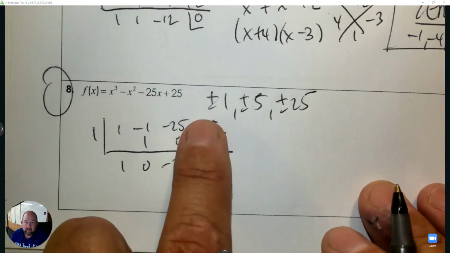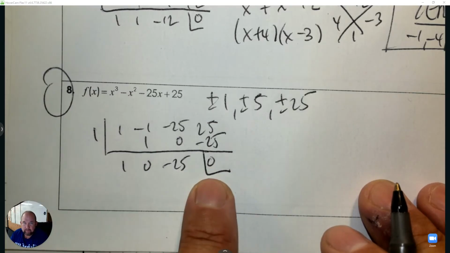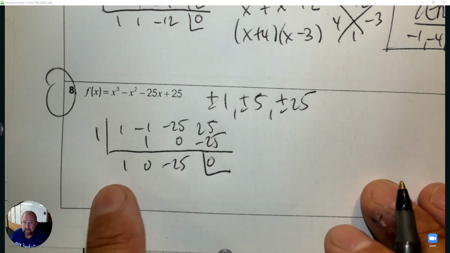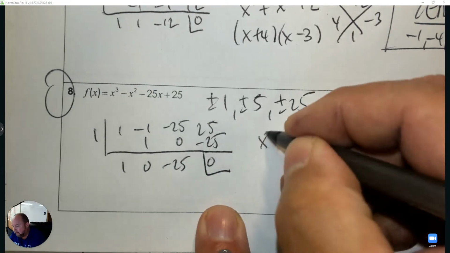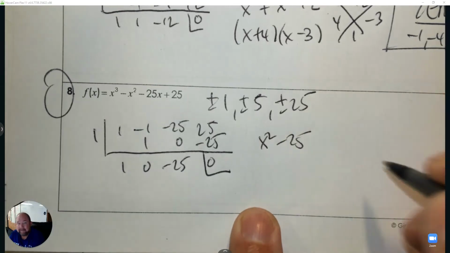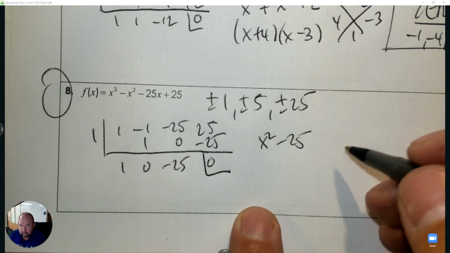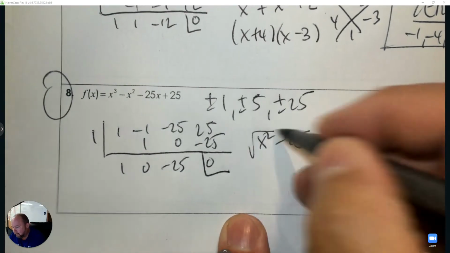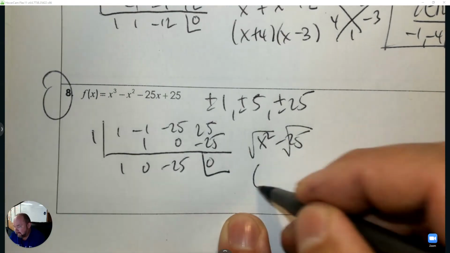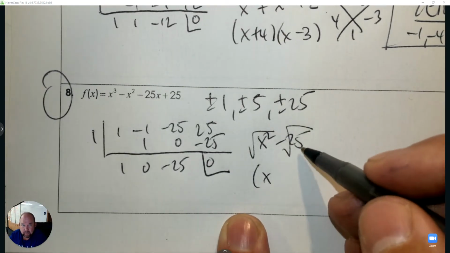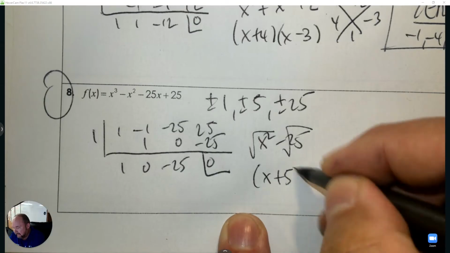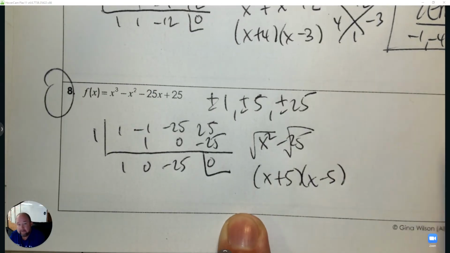So I tried 1 on my list, and it worked. If it didn't work, you just try next number on your list. That leaves me with 1x squared, no x's, minus 25. This is called a difference of squares, where you square root each term. So the square root of x squared, the square root of 25, and one is adding and one is subtracting. That's how you factor it.